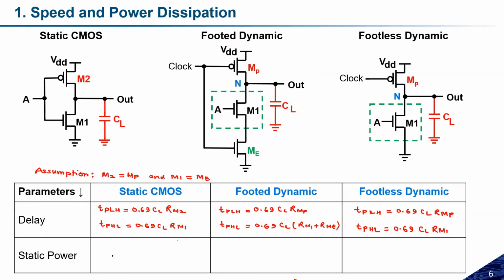So in that case, if A is equal to 0, or both the cases, if A is equal to 1, P static, ideally I'm talking about the ideal case, P static will be 0 here, and here also, in the second case, P static will be 0. Now let us talk about the second case.